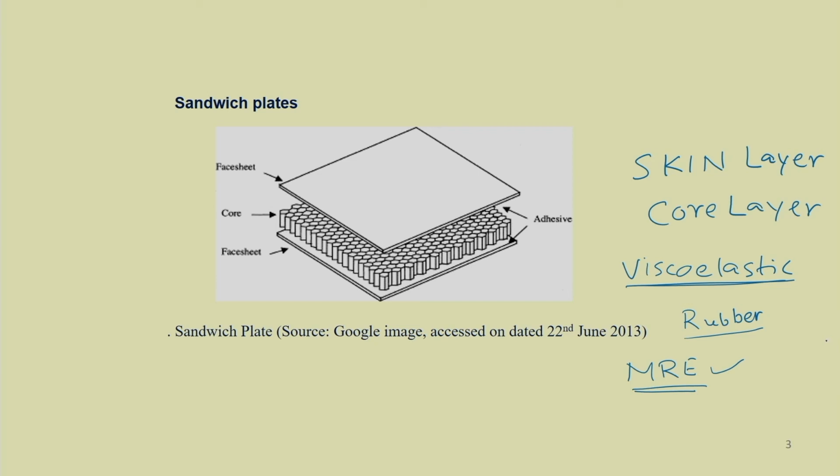Today's class we are going to study the passive type of sandwich plate, where we are going to use a Leptadenia pyrotechnica based viscoelastic core. In this viscoelastic core we use a rubber-like material. In this rubber material we have added Leptadenia pyrotechnica powder and prepared the core material, and after preparing the core material the sandwich plate was made, and by using that sandwich plate we have done this analysis.